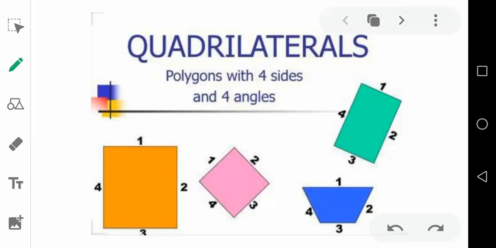Hello students, today we are going to discuss quadrilaterals. Do you know what quadrilaterals are? Quadrilaterals are polygons with 4 sides and 4 angles. So here you can see this is a polygon with 4 sides and 4 angles. Where are the 4 angles of this polygon? 1, 2, 3, 4. These are the 4 angles. So quadrilaterals are polygons with 4 sides and 4 angles.